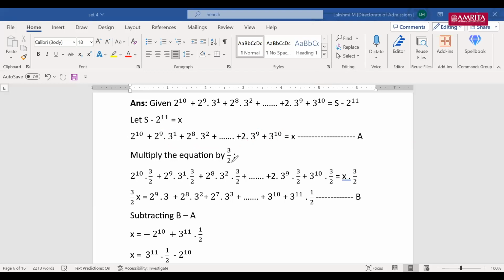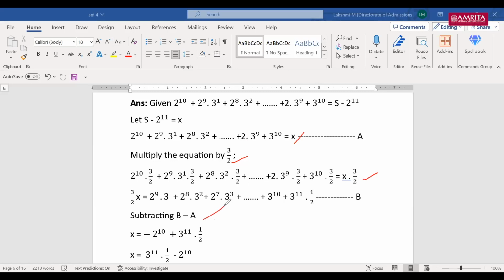What I'm doing is I'm going to multiply it by 3 by 2. So 2 raised to 10 into 3 by 2, plus 2 raised to 9 into 3 into 3 by 2, plus 2 raised to 8 into 3 square into 3 by 2, plus etc., up to this whole term. So I got an equation in the form 3 by 2 x, and I have an equation in the form of x. In this same type of question, you just have to use this method.